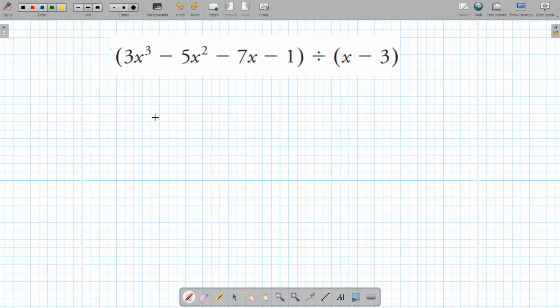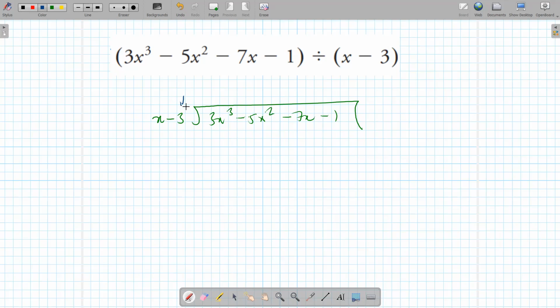So now we're going to set this up into our fancy little division bracket, and the divisor is going to go in there. 3x cubed minus 5x squared minus 7x minus 1. Now, look at this. Our divisor has multiple terms. How does that change the process that we were looking at earlier? It doesn't change anything. Okay?